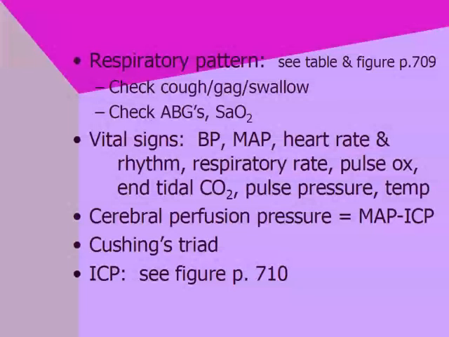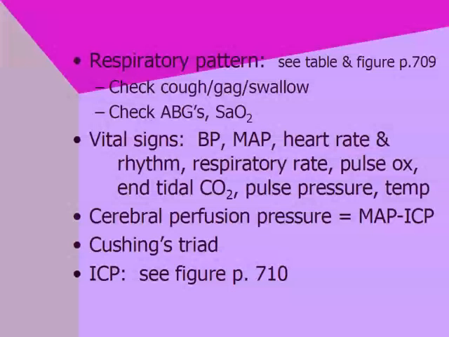Cushing's triad means you have bradycardia, increased systolic blood pressure, and a widening pulse pressure. This means that the brain has started to herniate into the brainstem because of that increased intracranial pressure. This is a late finding. The first symptom that you're going to get of increased intracranial pressure is a change in the level of consciousness.